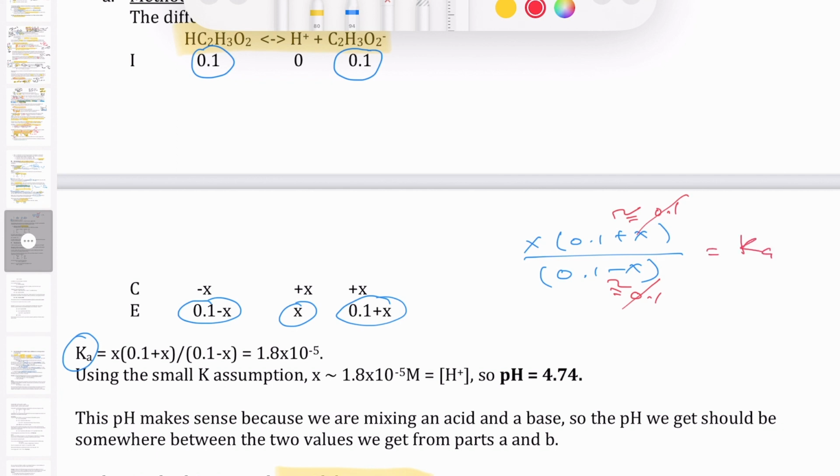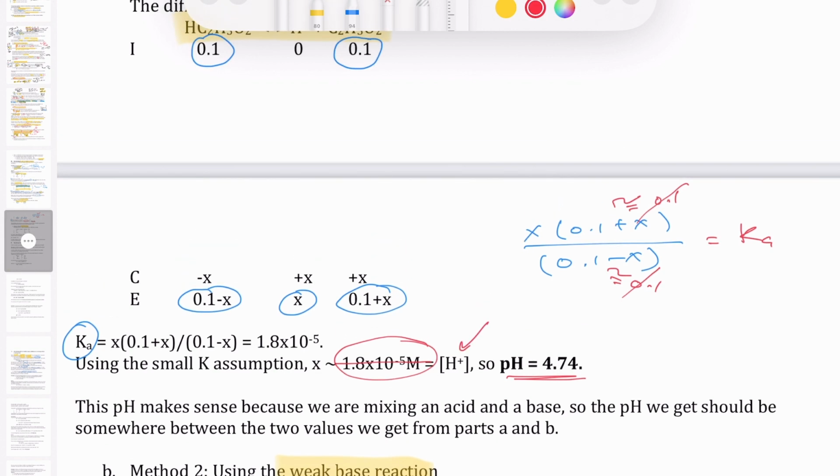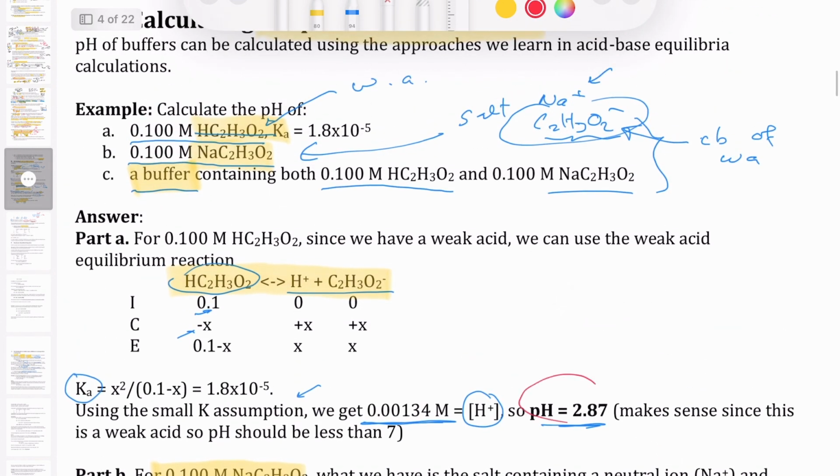So your x is just equal to the Ka of acetic acid, and the Ka of acetic acid is 1.8 times 10 to the minus 5. So your pH is just going to be 4.74, because that number is your H plus concentration. Now, what you have to think about is the pH of the buffer is 4.74. The pH of the weak acid alone is 2.87. That should make sense to you.